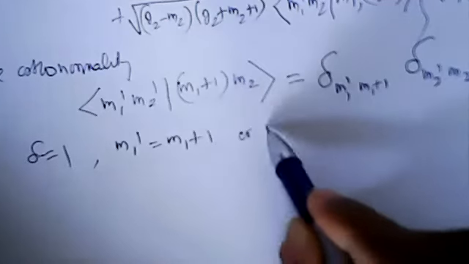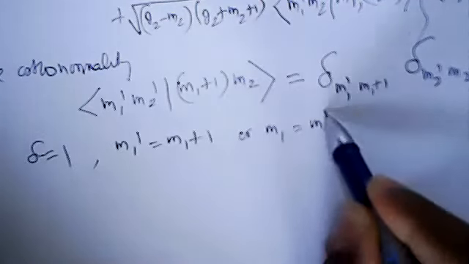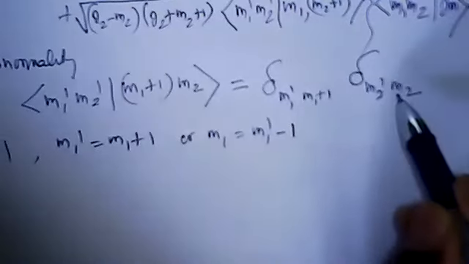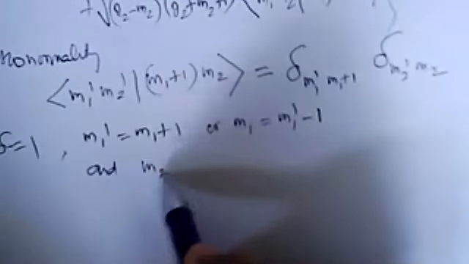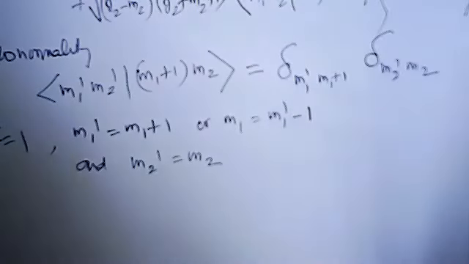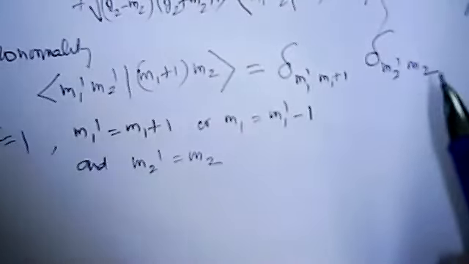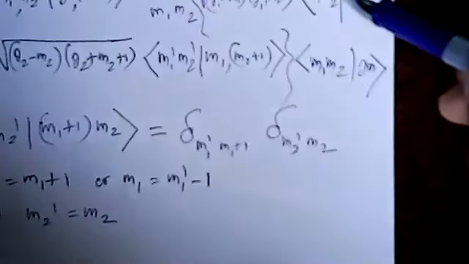Or we can write m1 equal to m1' minus 1. And from the second Kronecker delta, m2' equals m2. So when these two conditions are satisfied, the right side is 1. Then only this product remains as 1. Okay, so we can apply this condition here.